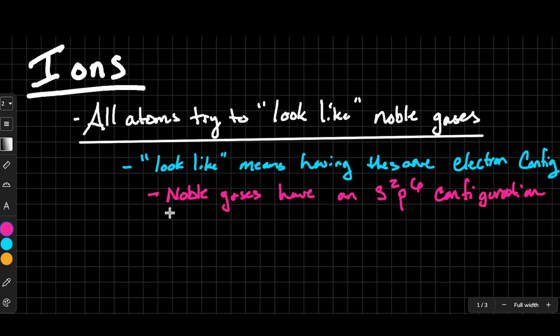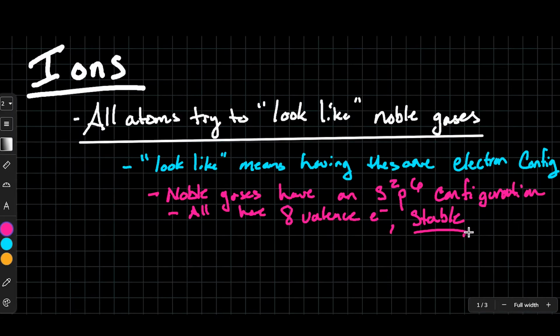Okay, and that means that they all have 8 valence electrons. And because they have these 8 valence electrons, this S2P6, this is considered a stable electron configuration, meaning it doesn't want to change. It's not going to do anything to gain or lose electrons, which is what ions are. They are atoms that have gained or lost electrons so that they do look like noble gases.